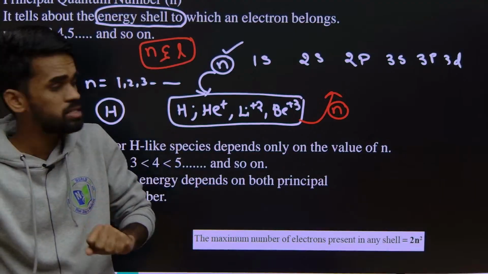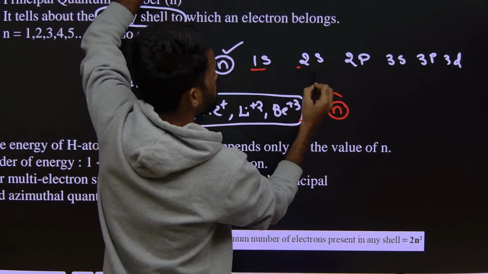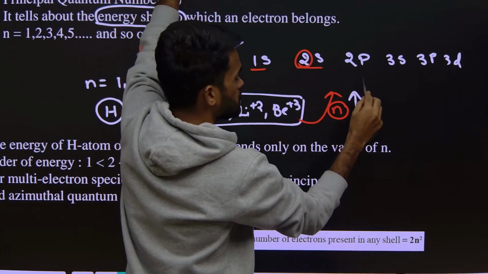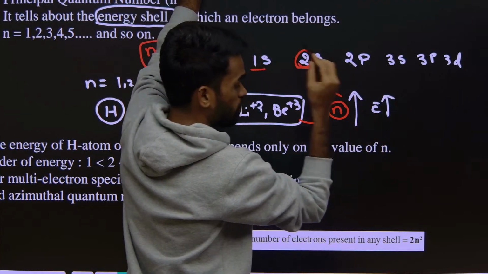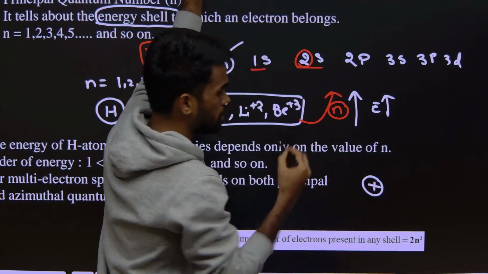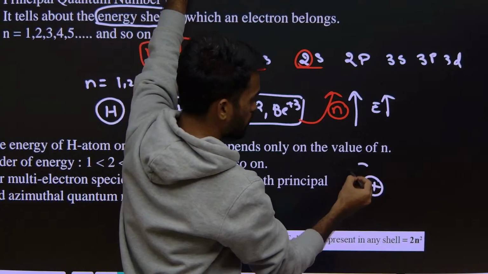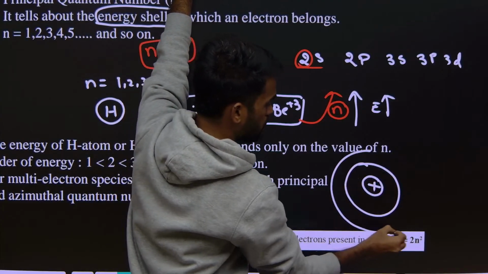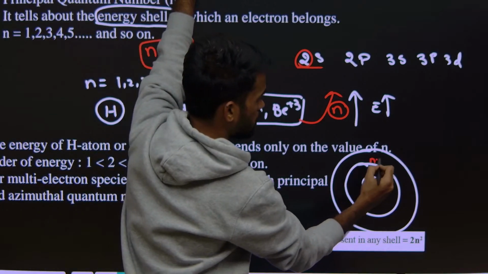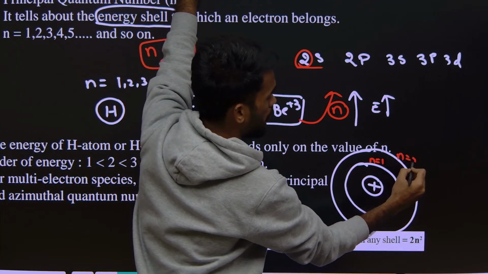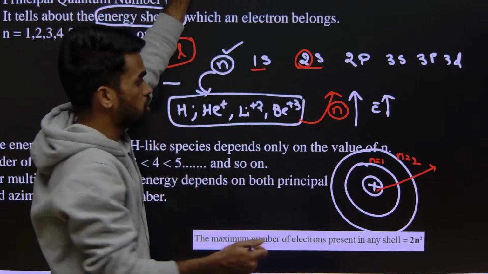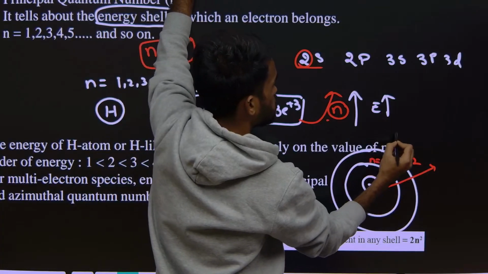Look at this, 1s, 2s. The greater the n value, the greater the energy. If the n value increases, energy also increases. We have seen this even while studying Bohr's atomic model. If this is a nucleus, around it we have orbits in which electrons are revolving. This is n equals 1, n equals 2. As we move away from the nucleus, what happens? Its energy increases. So as the n value increases, energy also increases.